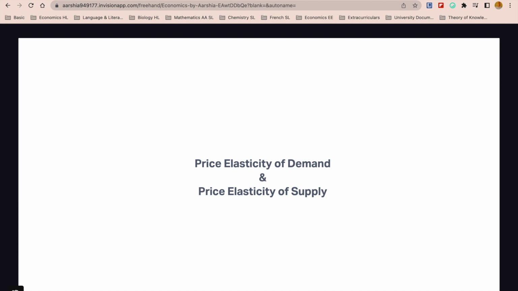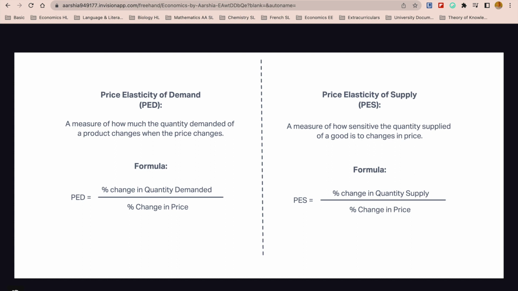Today we're going to be talking about price elasticity of demand and price elasticity of supply. The reason why I wanted to do both in the same video is because they're pretty similar, so it would make sense to teach them at once. Firstly, price elasticity of demand, or PED, is a measure of how much the quantity demanded of a product changes when the price changes. Similarly, price elasticity of supply, or PES, is a measure of how sensitive the quantity supplied of a good is to changes in price.